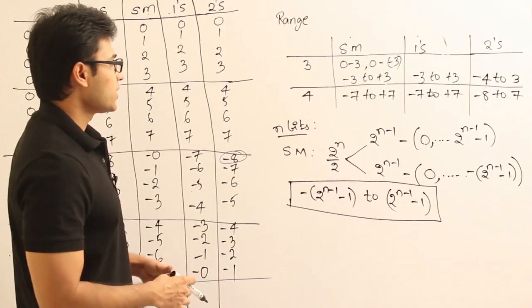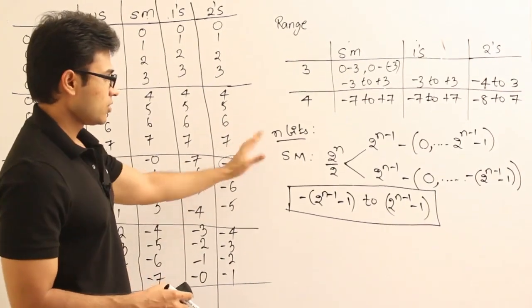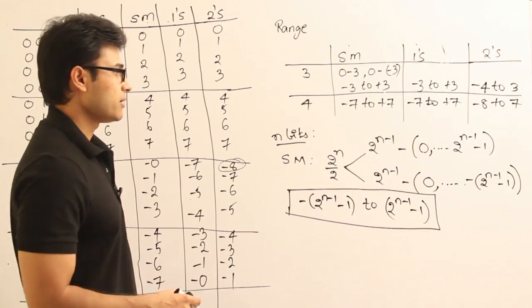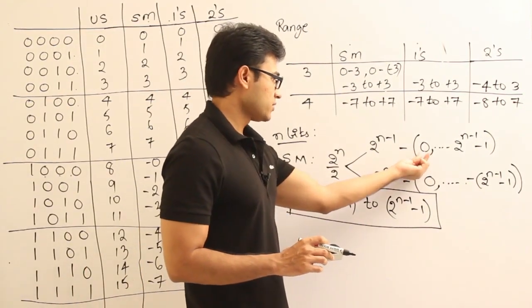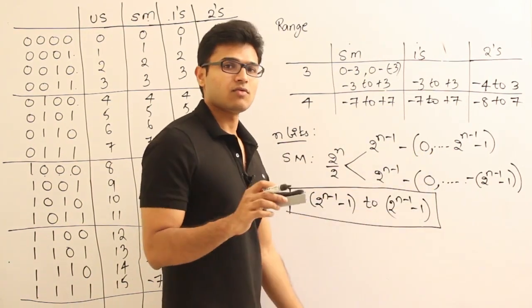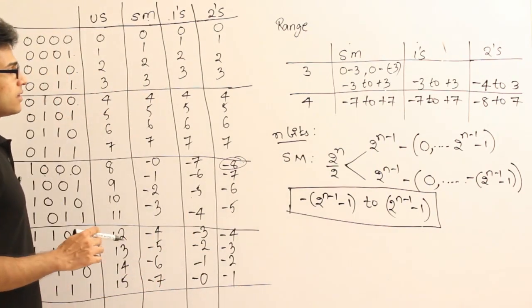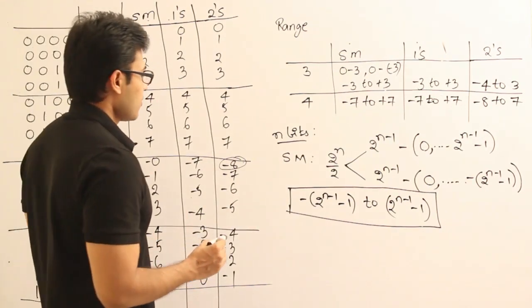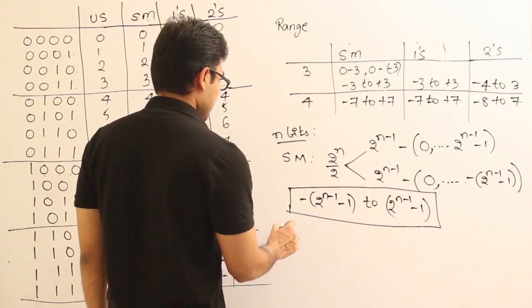Now using the same logic, we can say that the same logic is applicable for 1's complement number system. Only difference is in 1's complement number system, positive 0 is represented with all zeros and negative 0 is represented with all ones. Okay, remember that.